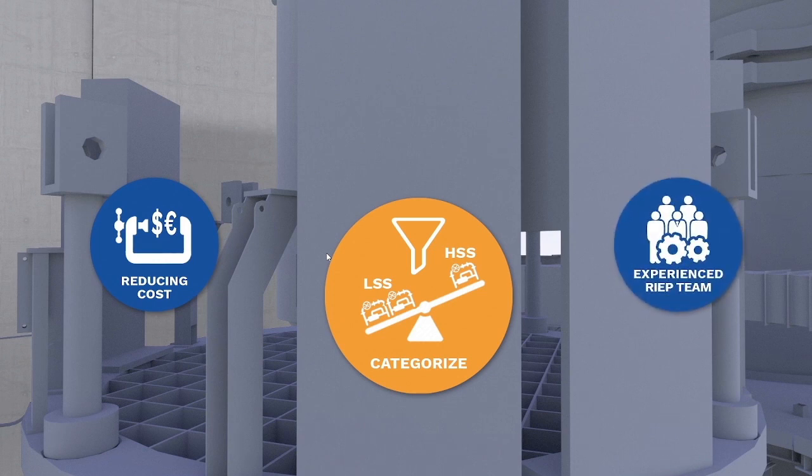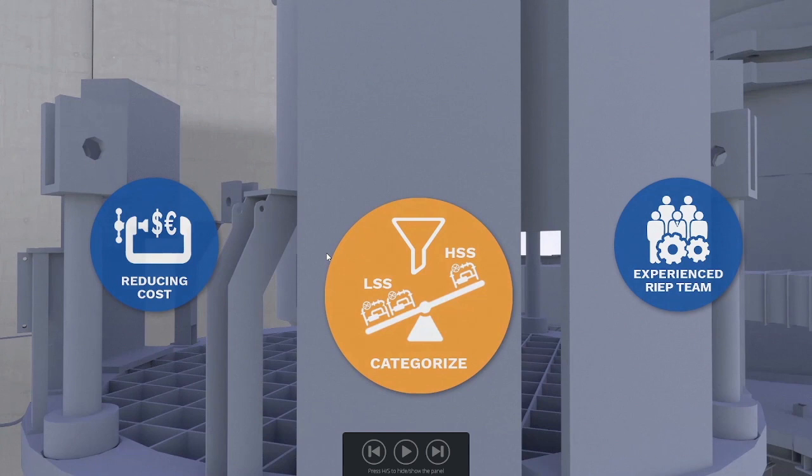For categorization, which is what the risk-informed engineering program does, it categorizes things into LSS, which is low safety significant, and HSS, which is high safety significant. So previously, where you had just either safety or non-safety, you now have 4 categories. And you're able to lower your costs on the low safety significant and focus in on the high safety significant.